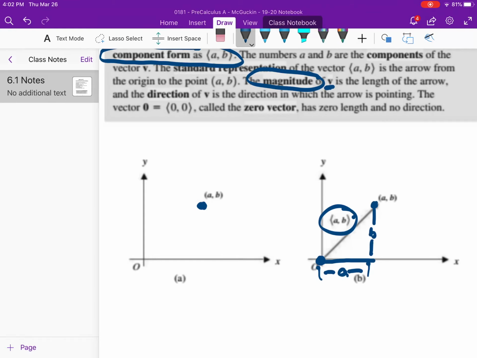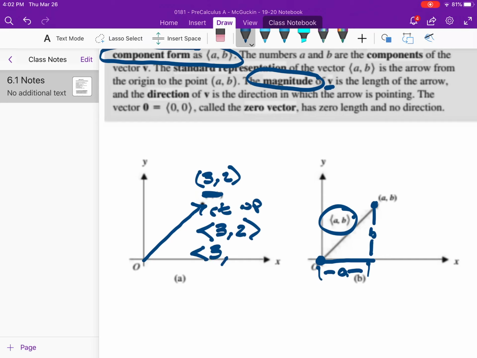So let me show you real quick with a basic understanding. Let's say I change these into numbers, and I said that this was 3, 2. That means this vector right here would have a component form of 3, 2 from the origin. I went 3 units to the right and 2 units up. Well, now let's say I asked where the vector would be for 3, -2?